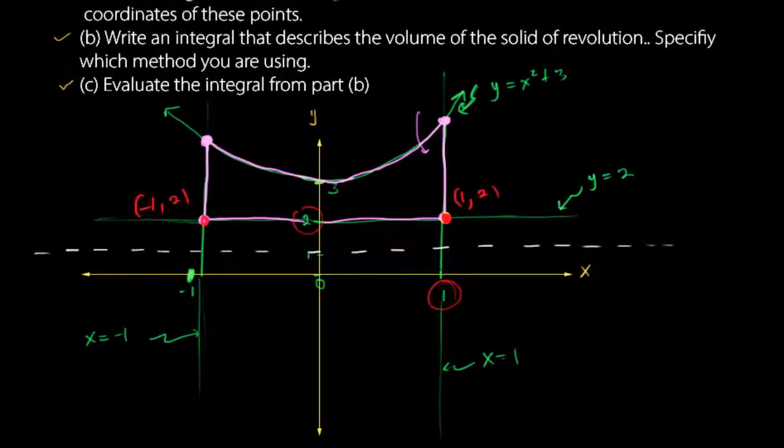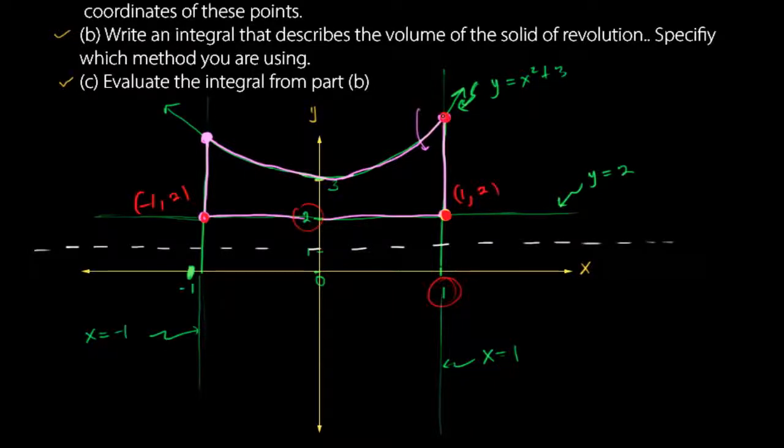Let's go to the next one. For this one, again x equals 1. How do I find the y coordinate? We use the formula we have here: y equals x squared plus 3. When you plug in 1, you have 1 squared plus 3, which is 4. So when x equals 1, y equals 4. Similarly, when you plug in -1, you have (-1) squared plus 3, which gives 4. So when x equals -1, y equals 4.